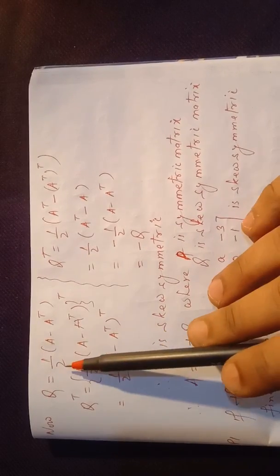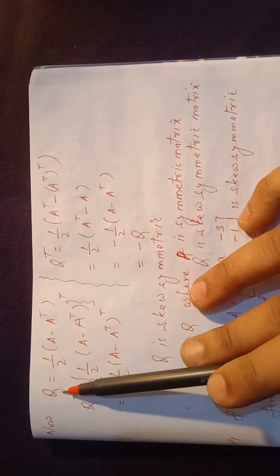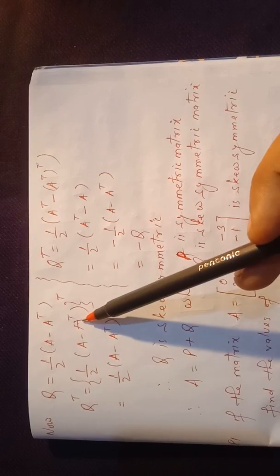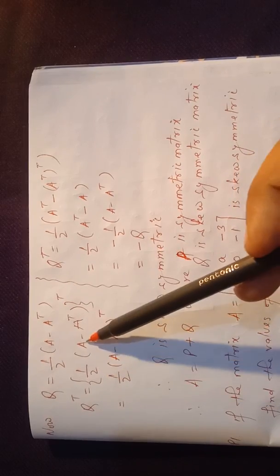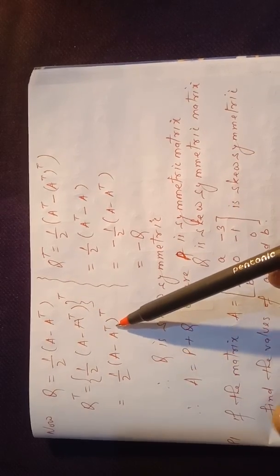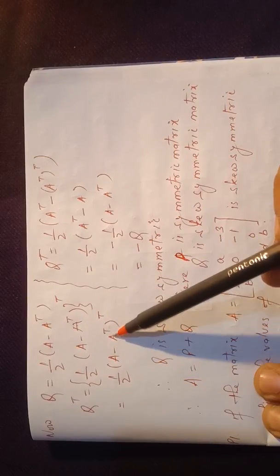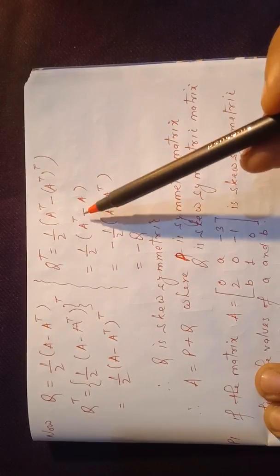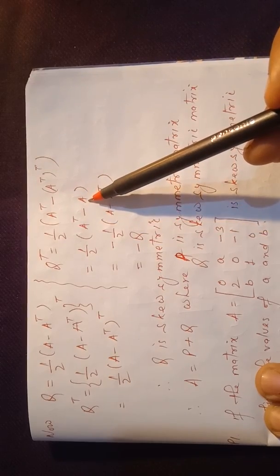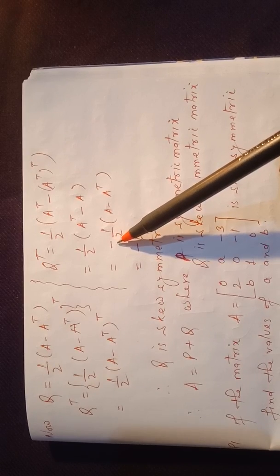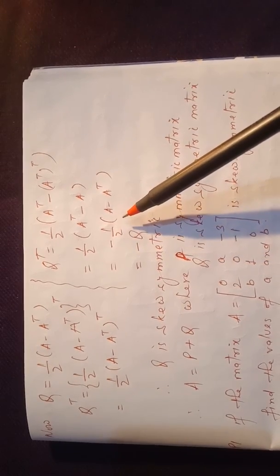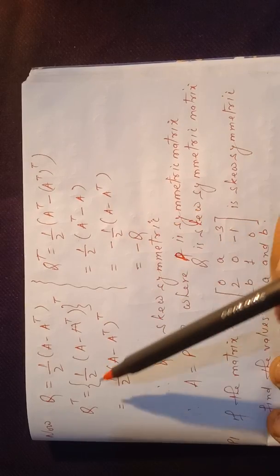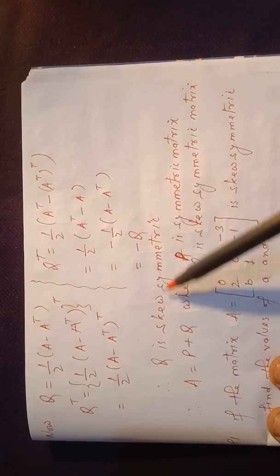Now I'm taking the second matrix Q, which is half A minus A transpose. Again we have to prove this Q is skew symmetric. So take transpose both sides. So this is half A minus A transpose whole transpose. Now this is actually A minus B whole transpose is equal to A transpose minus B transpose, where this matrix is B. So A transpose is the same, minus A transpose will be A. So now take half and minus common, so we will get half A minus A transpose, which is minus half A minus A transpose, and it is matrix Q. So we are getting Q transpose is equal to minus Q. So Q is skew symmetric.